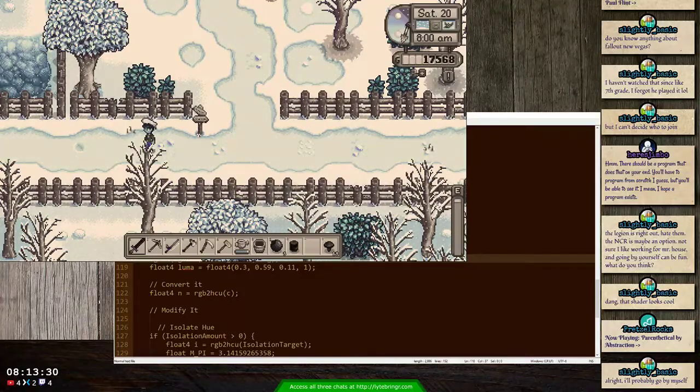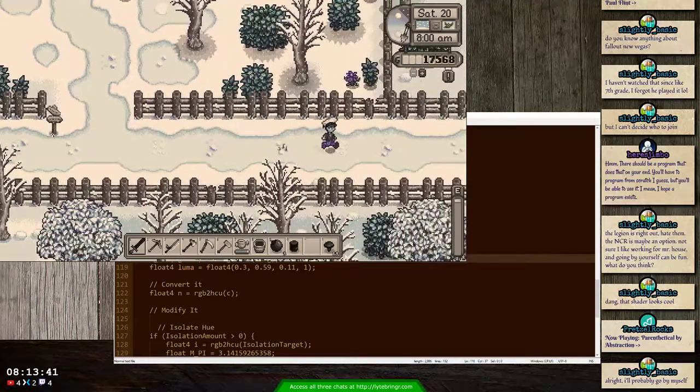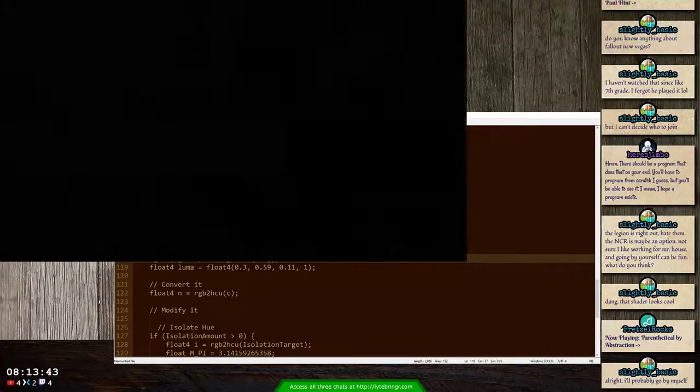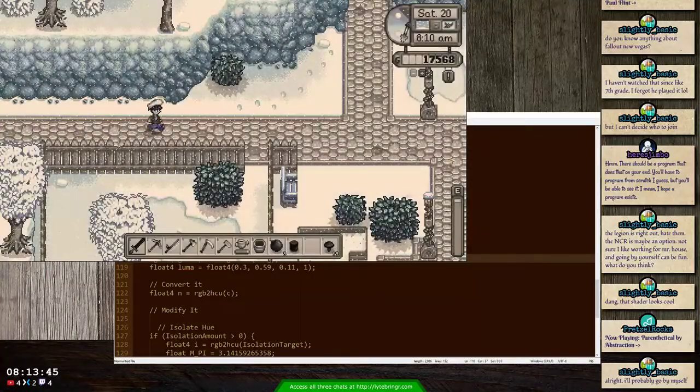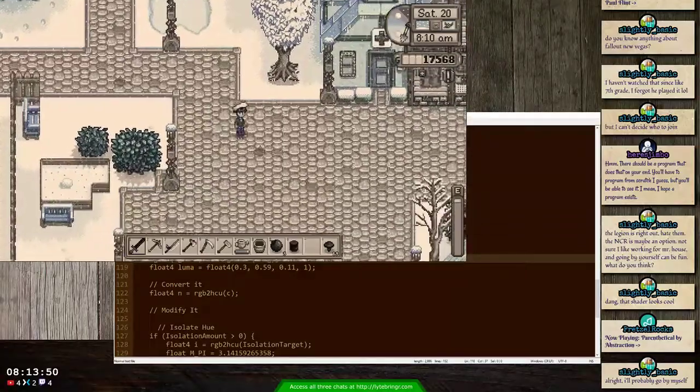Maybe kick it down just a touch. Yeah, like about there is probably where I would have it for the winter time, such that you still get the crocuses, you still get the plant life, but you get a little extra punch of blue.